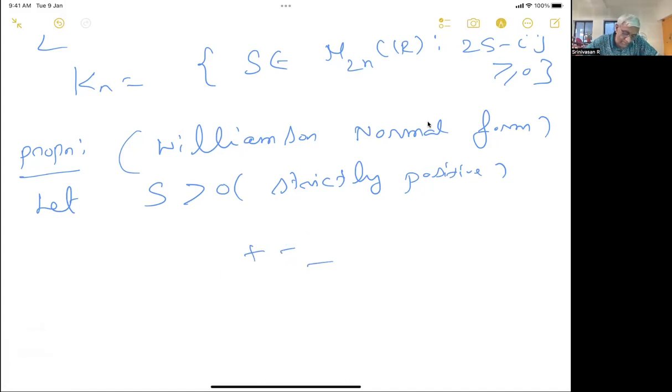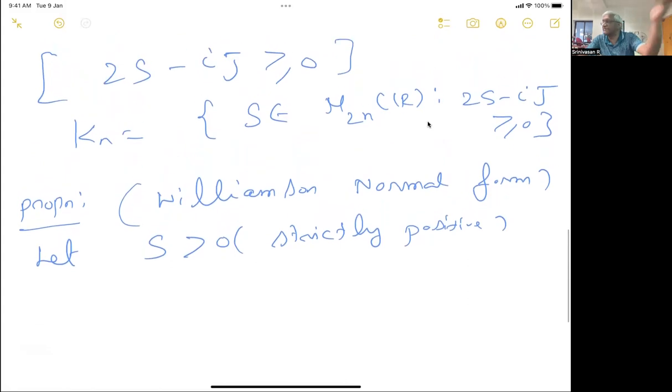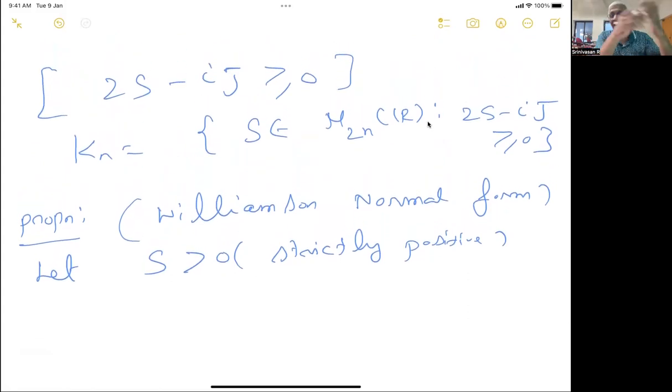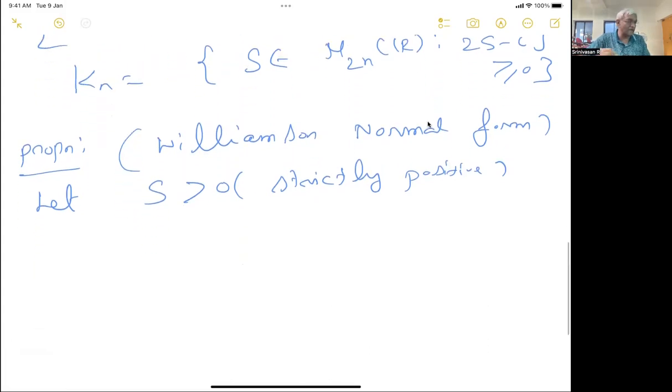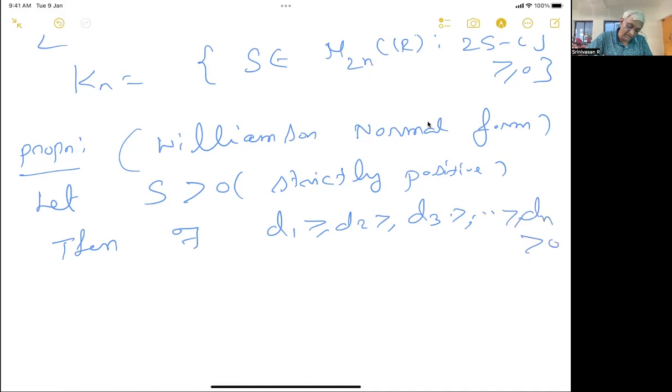And then whatever we want to prove, we can use this theorem. We will add an epsilon, so it will become strictly positive. Then we take epsilon going to 0. Okay. So in this, because we want to take the inverse in the proof, we are assuming S is greater than 0. So let S be strictly positive. Okay. Then, this is like symplectic eigenvalues, or Williamson eigenvalues, you can call them. Then there exist d_1 greater than or equal to d_2 greater than or equal to d_3, up to multiplicity of course, d_n, all greater than 0.